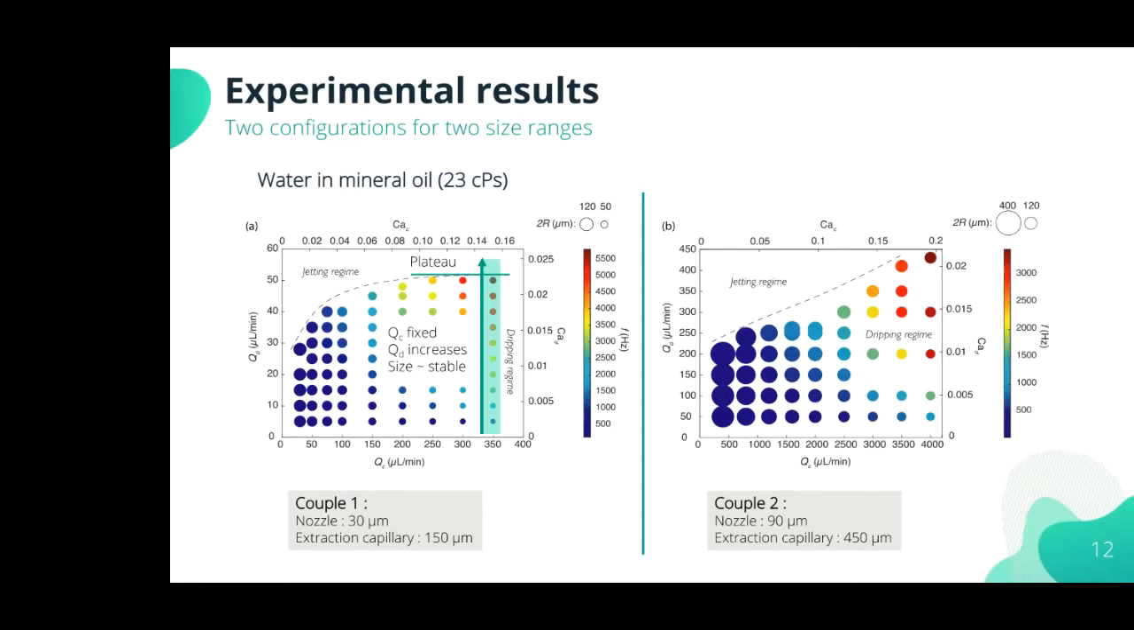We also tested the sensitivity of the device to small geometrical modifications, such as a small misalignment of both capillaries and the effect of the addition of a surfactant in the continuous phase. But in both tests, droplet size was identical to those obtained with no such modifications.